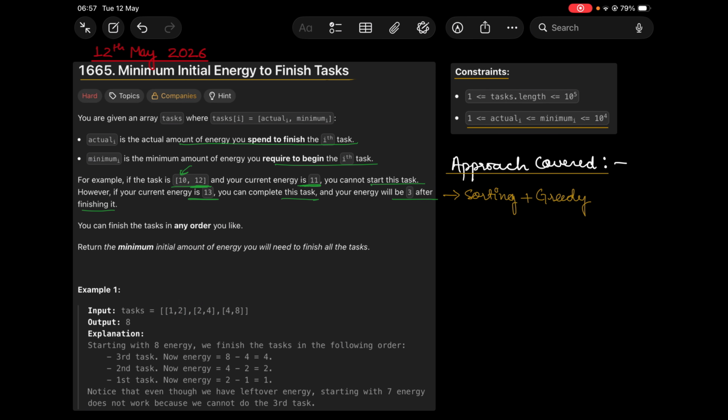Okay, you can finish these tasks in any order you like. Return the minimum initial amount of energy you will need to finish all the tasks. Okay, minimum initial amount of energy required.